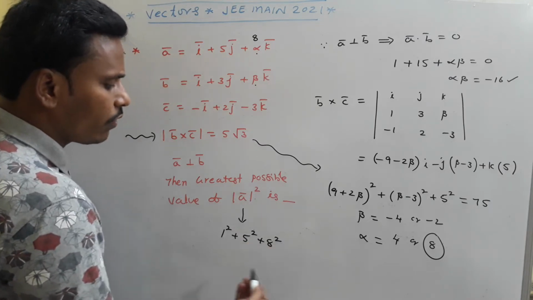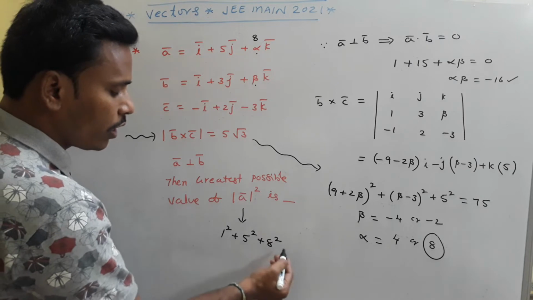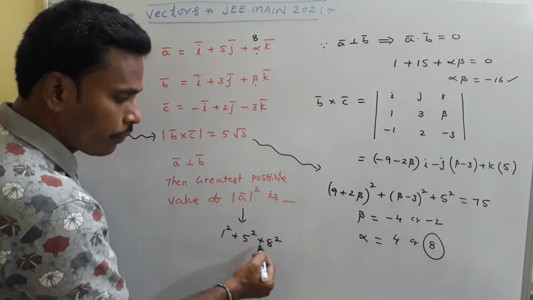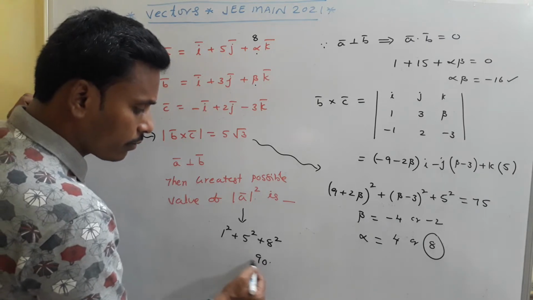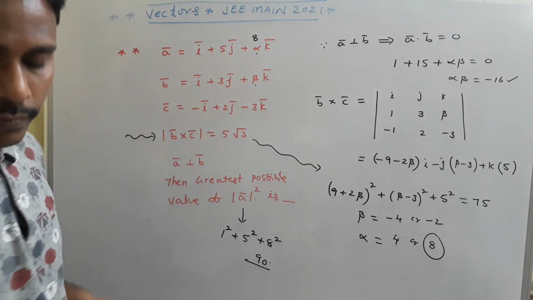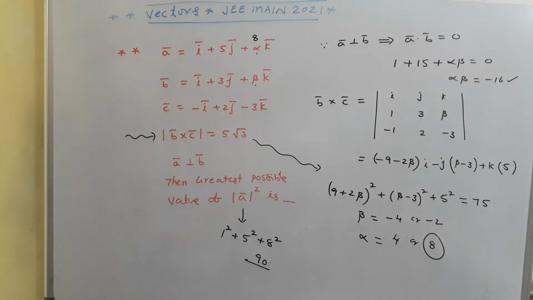So on simplification we will get the answer. Okay, what it is, 26 and 64, 26, 90. Okay, and that's the answer. So the problem is very simple, just involves dot product and cross product.